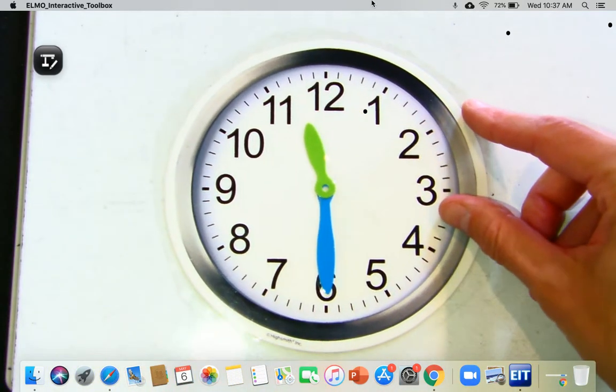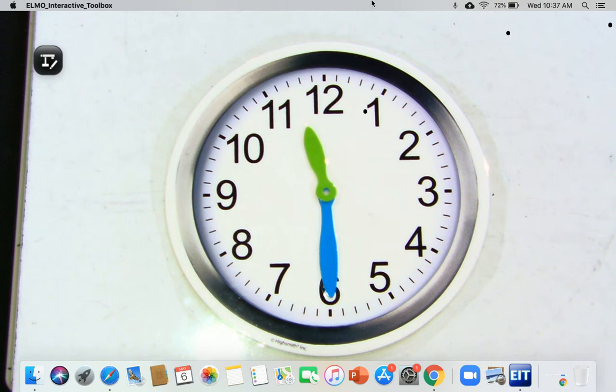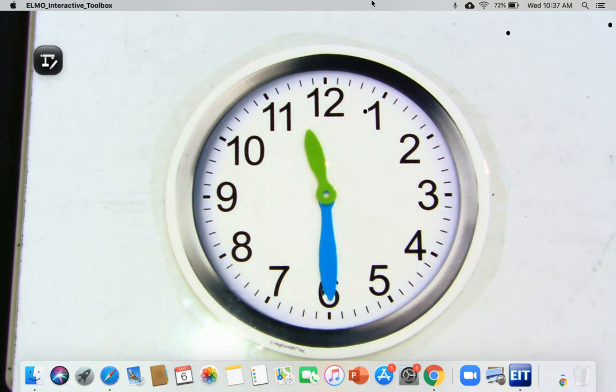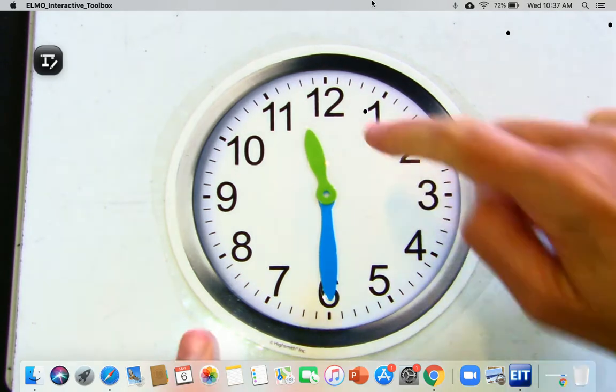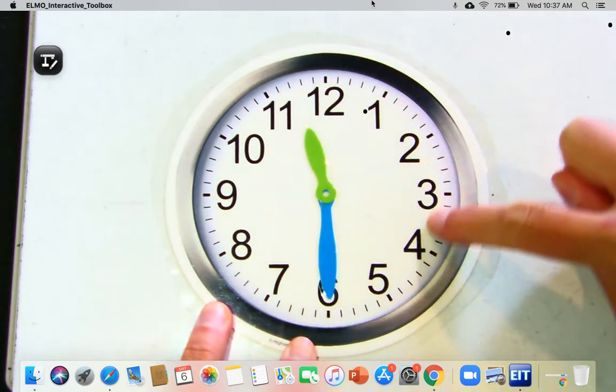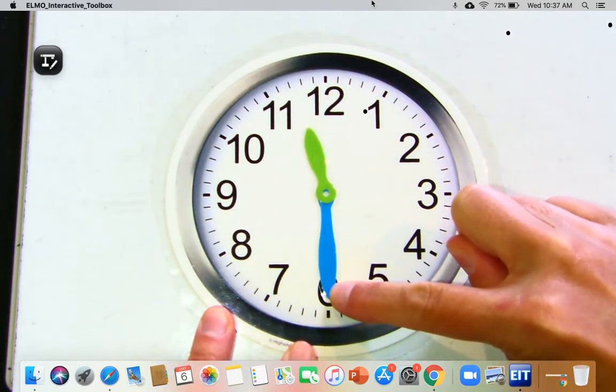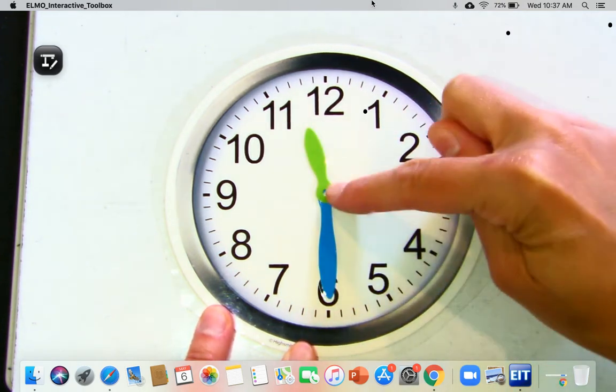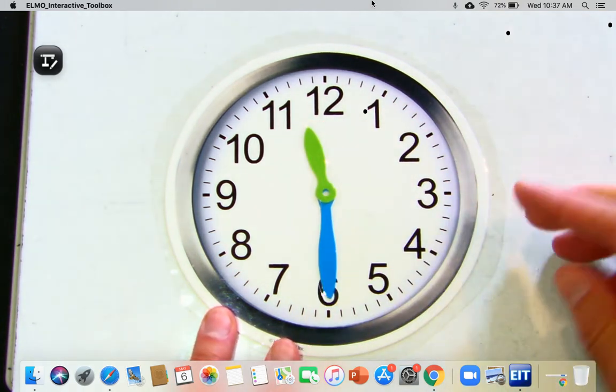All right, we'll try one more, and then we'll do some telling time before the hour. What time is this one? Did you say 11:30? Nice job. It is 11:30. We could also say it is half past 11. So another fraction for us, if we go halfway around the circle, we say it is half past 11. So 11:30, half past 11.